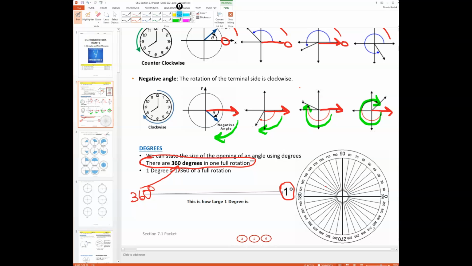It is not the only way of measuring angles. And as a matter of fact, in trigonometry and most scientific endeavors, angles are not measured in degrees. They're measured in radians, which is what we're going to talk about tomorrow.